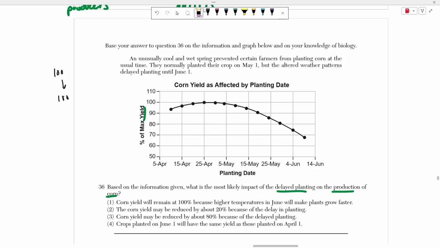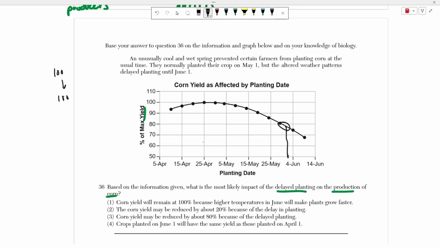But because of the altered weather patterns, you're now planting your crops on June 1st. And if you plant something on June 1st, you're not even going to get 90% of your yield. You're going to get 80% of your yield, right? Or somewhere around 80% of your yield.